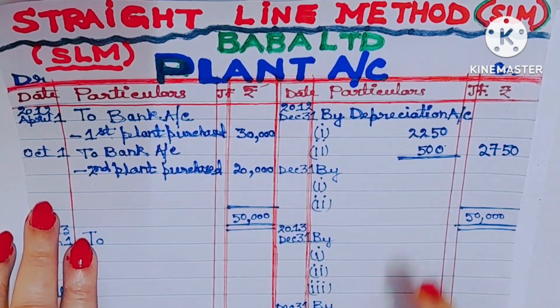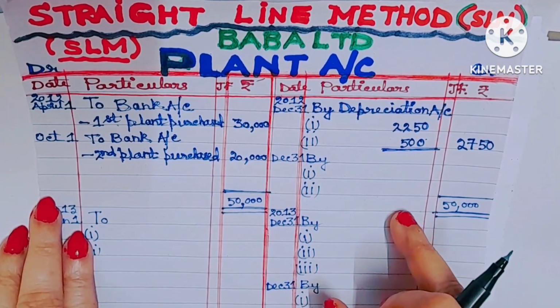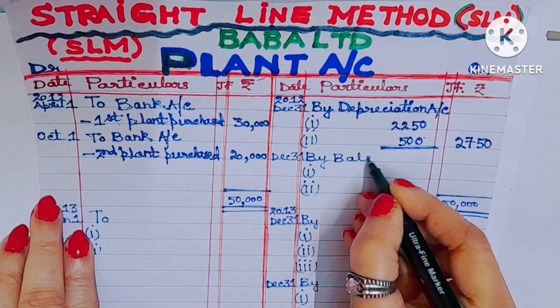So where is the shortfall? Obviously on the credit side. So what will be the balancing figure? So let's write by balance CD.